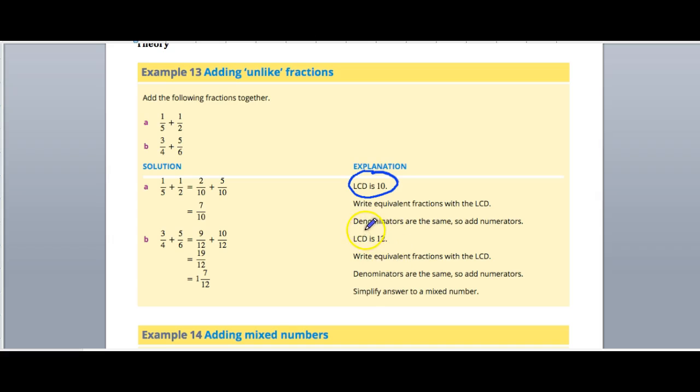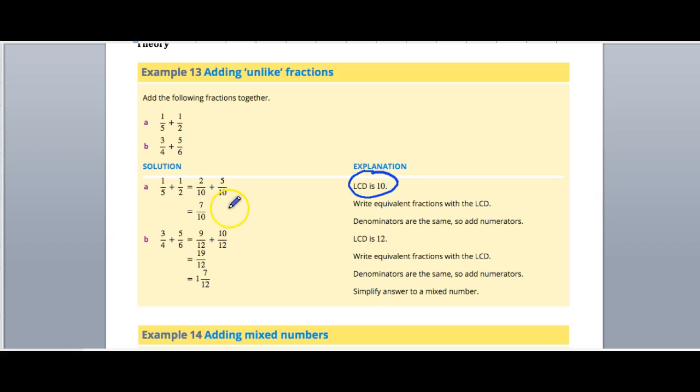So you can see in example B, that we've got a denominator of 4 and a denominator of 6, but the lowest common denominator is 12, whereas 4 times 6 is 24. So sometimes it's difficult to find a common multiple. 5 and 2 go into 10. For 4 and 6, you really just have to think, well, what does 6 go into? We've got 6, 12, okay, does 4 go into 12? Yes, it does. Therefore, the lowest common denominator is 12.